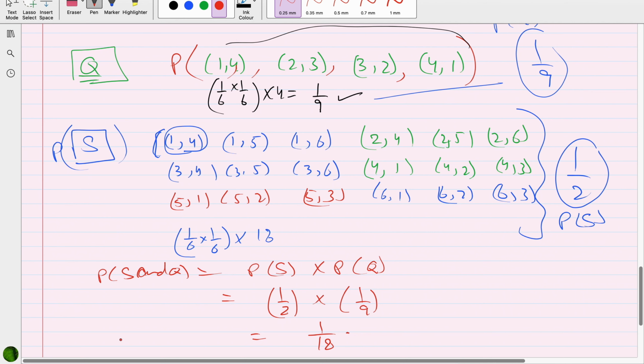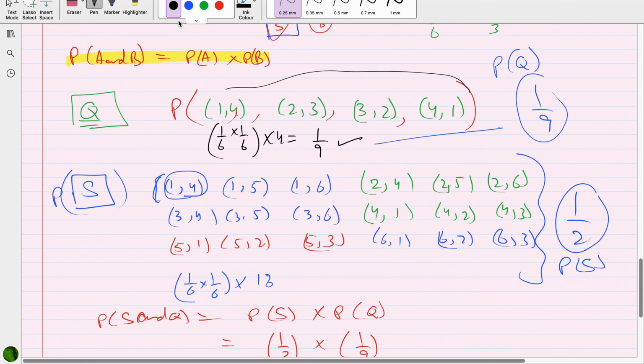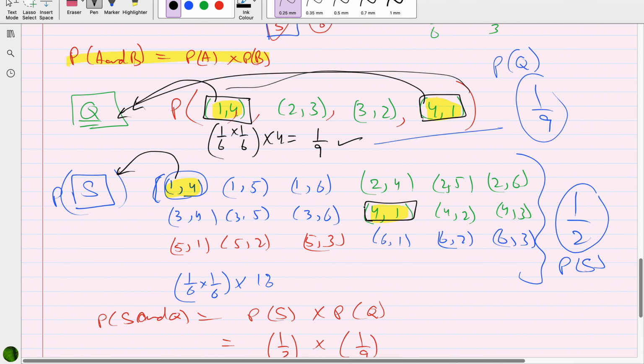So when we talk about Q and S, how many options do we have? I have to look closely. This is 1 4 and I have 1 4, right? I'm looking for other options. I have 4 1 and I have 4 1. No other option is the same. So for S and Q both, if this is the outcome, one may say this is event Q, but this is also event S. If 4 1 is the outcome, one may say this is event Q, but this is also event S. So I can say S and Q.